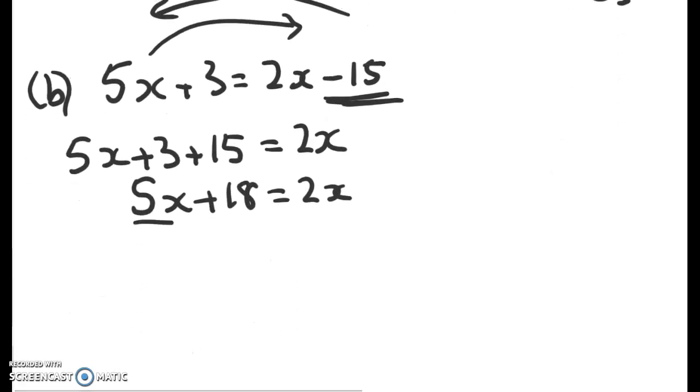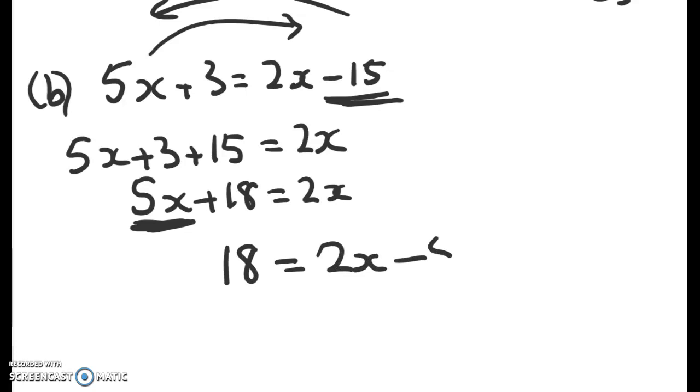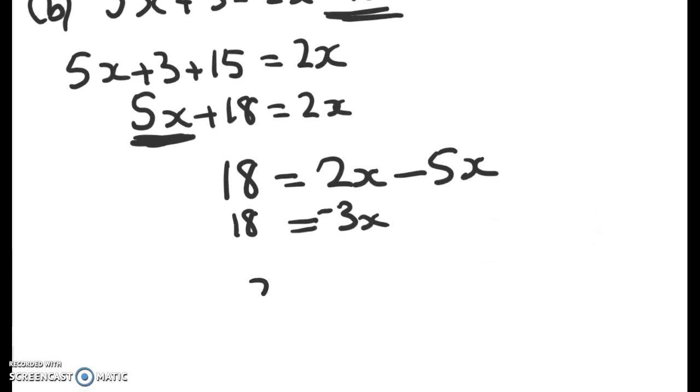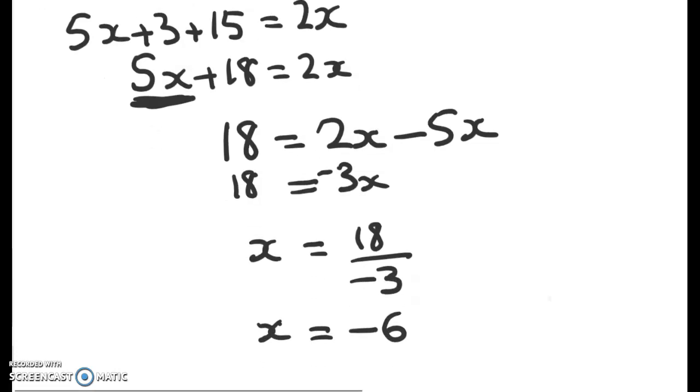Now it's time to subtract the 5x from both sides, leaving me with 18 is equal to 2x take away 5x. 18 is negative 3x, so x is equal to 18 divided by negative 3, which equals negative 6.